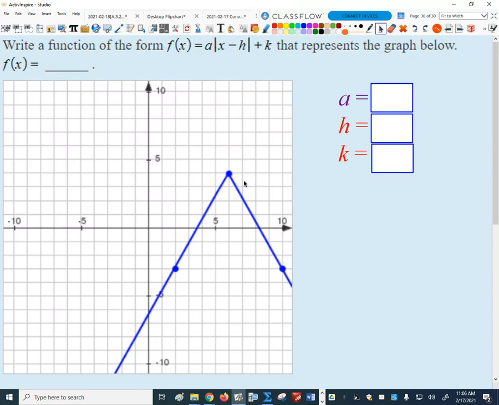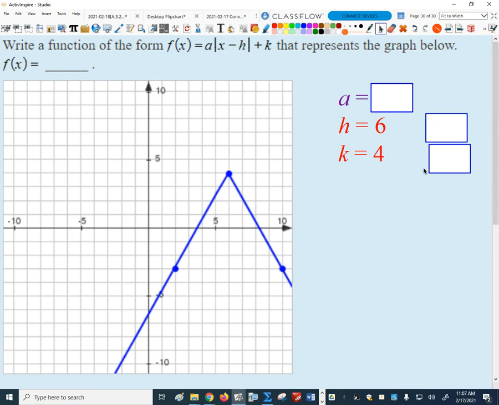Okay, so what are H and K? What's H for this graph? The vertex right there normally starts off at 0, 0, right? So how far was it translated horizontally? 6. Okay, good. So H is 6. Good. How far was it translated vertically? What should K be? Type it in chat. Okay, good. Yeah, 4. It got translated vertically.